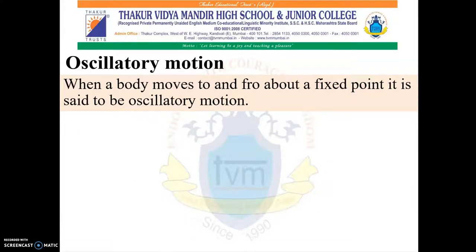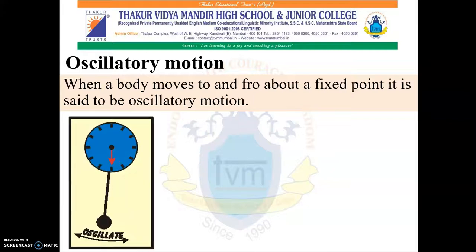Let us start with oscillatory motion. When a body moves to and fro about a fixed point, it is said to be oscillatory motion. Let us see one example. What kind of movement does the pendulum of a clock show? The swing always comes back from one end to the other end. It takes about the same time for each oscillation.